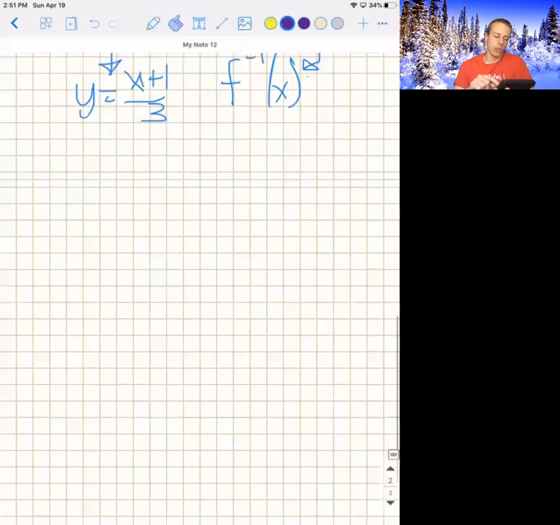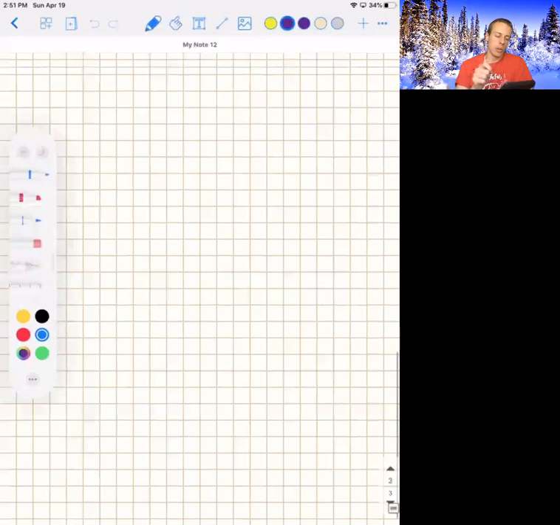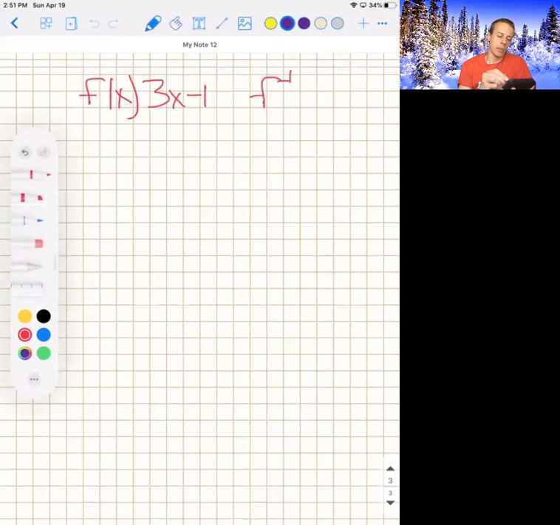So let's take a look at that for a minute. Remember our original function, if we went back up, was 3x minus 1. That was our original. And our inverse function, remember that -1 just means our inverse function, was (x plus 1) over 3. All right, so there's our two functions here.